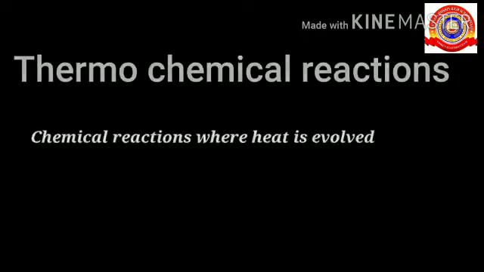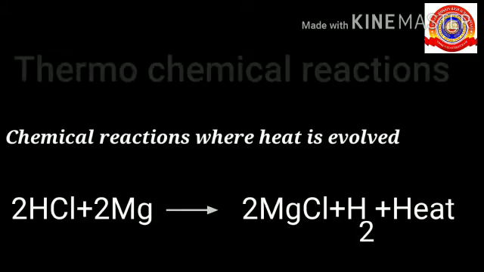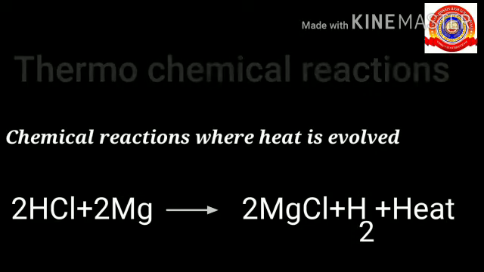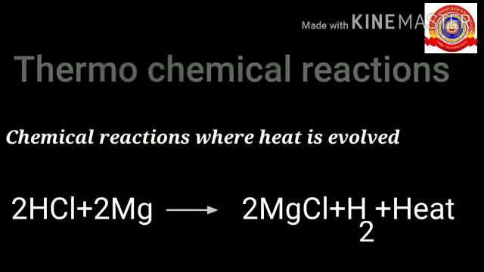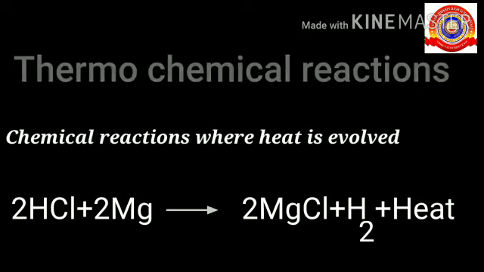Next is thermochemical reaction. A chemical reaction where heat is evolved during the reaction is known as a thermochemical reaction. Dilute hydrochloric acid and magnesium react to form magnesium chloride and hydrogen. Here heat is evolved in the chemical reaction. That's why it's an example of a thermochemical reaction.